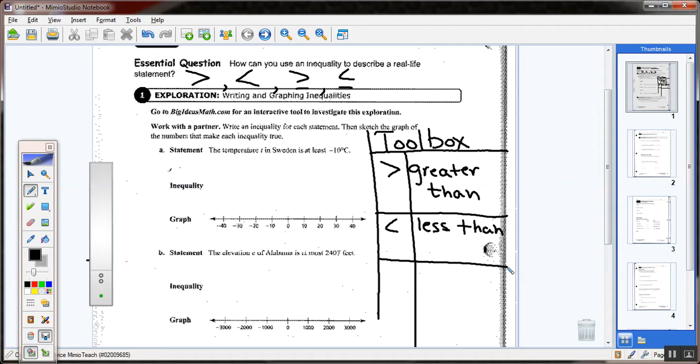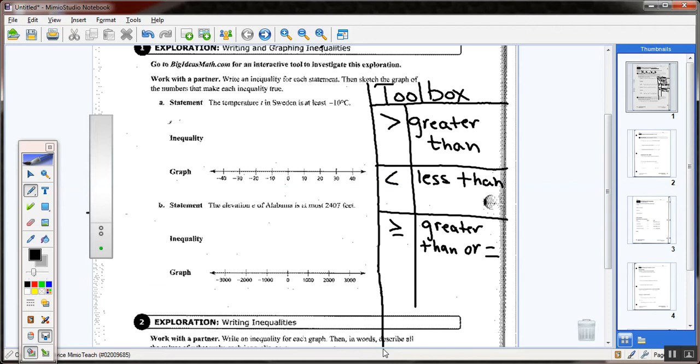Okay, what do you think this one means then? Greater than or... and I'll abbreviate. Greater than or equal to. And then the last one, what's the last one going to be up here? Last one will be less than or what?